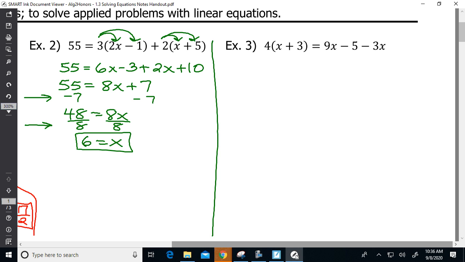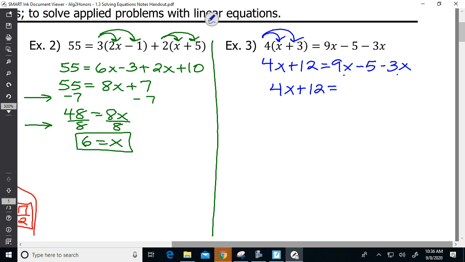Alright, example 3. So now we go one step further, put variables on both sides. So again, you have parentheses, so distribute it first. And then the right-hand side, you have like terms. 4x plus 12 equals 6x minus 5. So some of you might have gone from the start of the problem directly to 4x plus 12 equals 6x minus 5. That's fine.